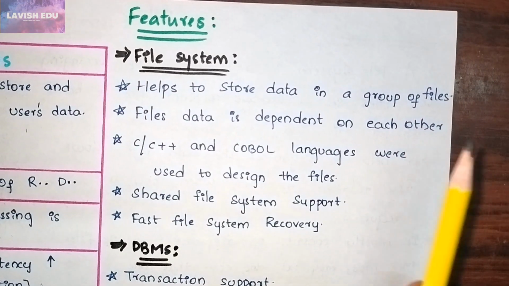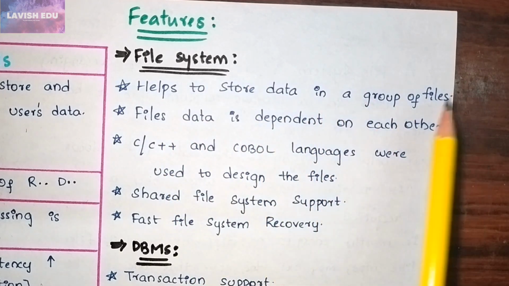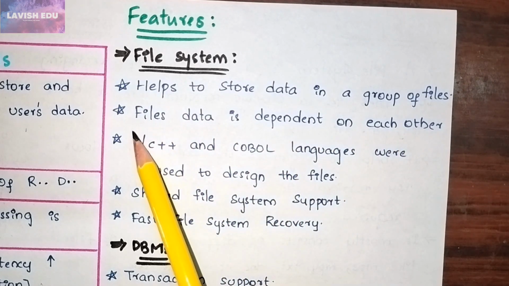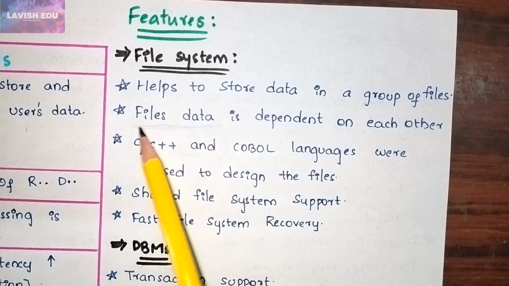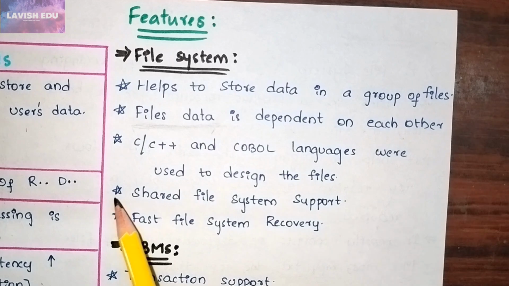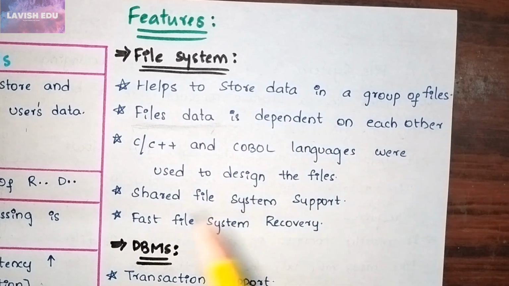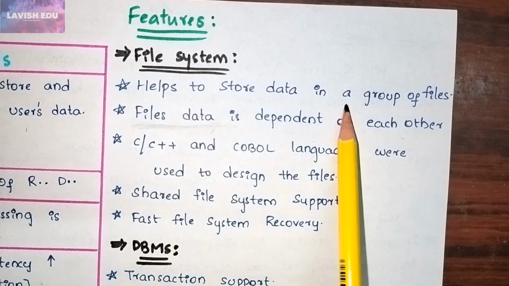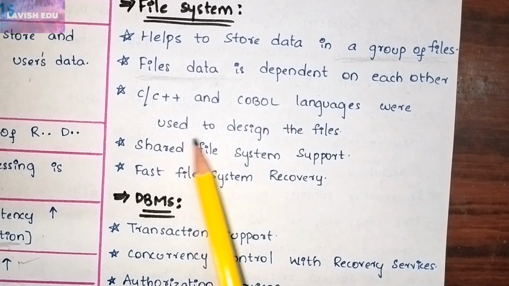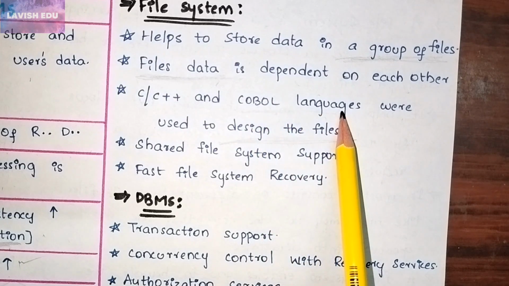Now we'll go through some of the features of the file system and database management system. File system helps to store data in a group of files, and files data is dependent on each other. That is, if a data is related to another data, and that data is related to another data, in this way a chain forms, and these files are stored in the form of a group of files. C++ and COBOL languages are used to design the files.